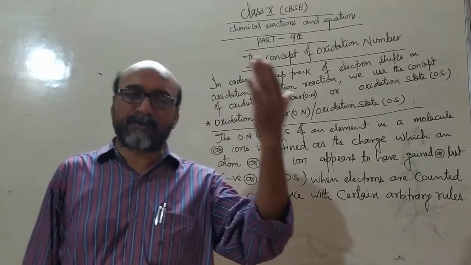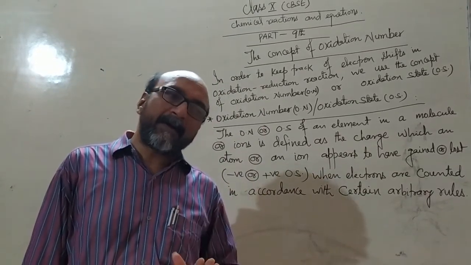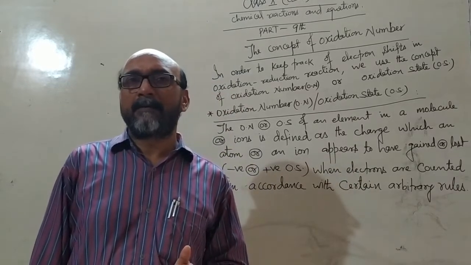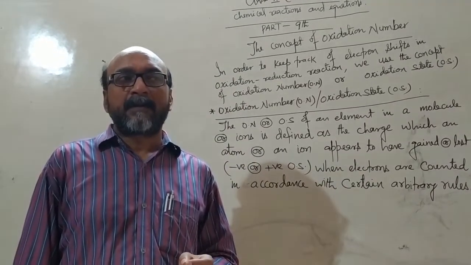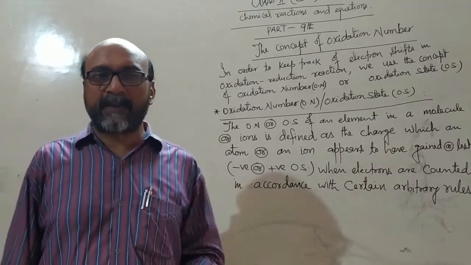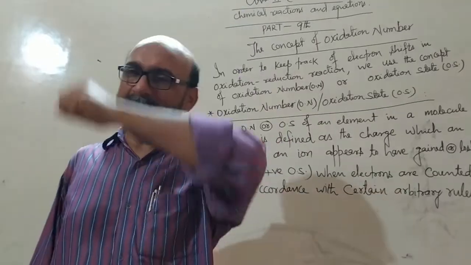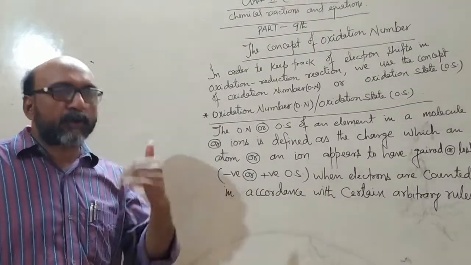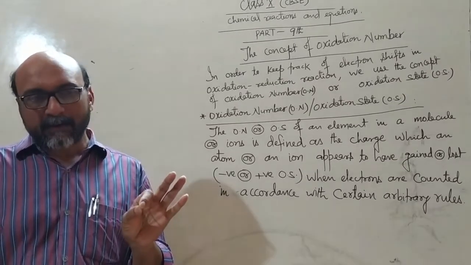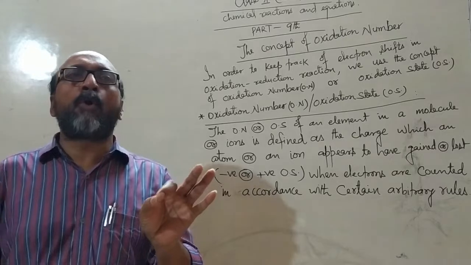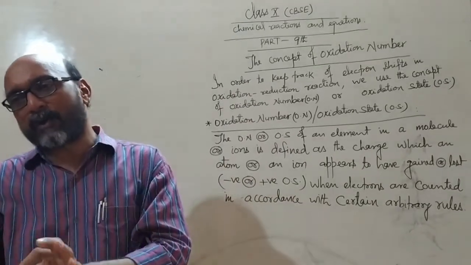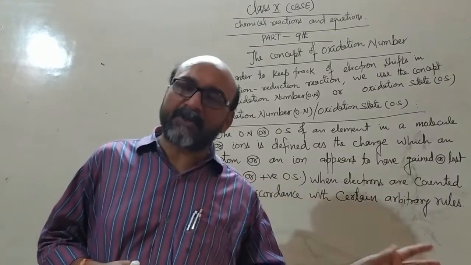When electron is lost, so whenever an element will lose electron, there must be an agent which will gain the electron lost by that element. The loss of electron is oxidation, gain of electron is reduction. One element, one chemical species loses electron and other gains the electron lost by the first species.